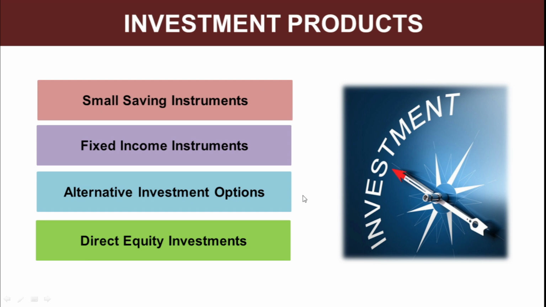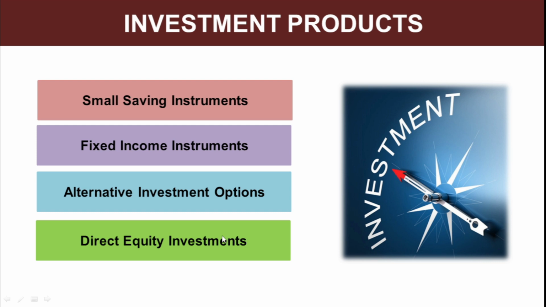Now it has been categorized as per the module in four types. So the first one is small saving instruments, second is fixed income instruments, third is alternative investment options, and fourth one is direct equity investments. So I will be covering small saving instruments and fixed income instruments in this video. This chapter is very vast, so I have to make it in two parts. So this video is part 1, where we will be discussing small saving and fixed income instruments. In part 2 of the same chapter, I will be explaining alternative investment options and direct equity investment.